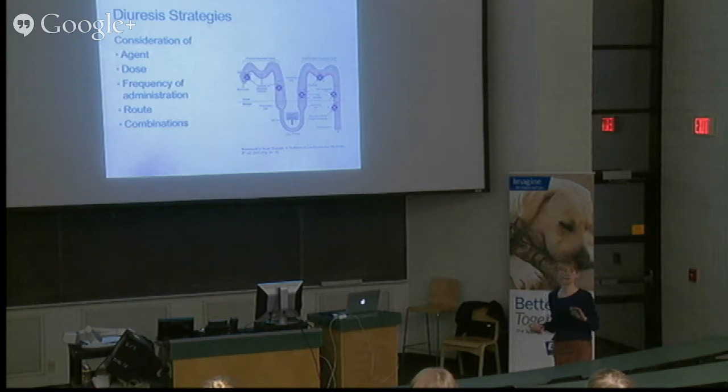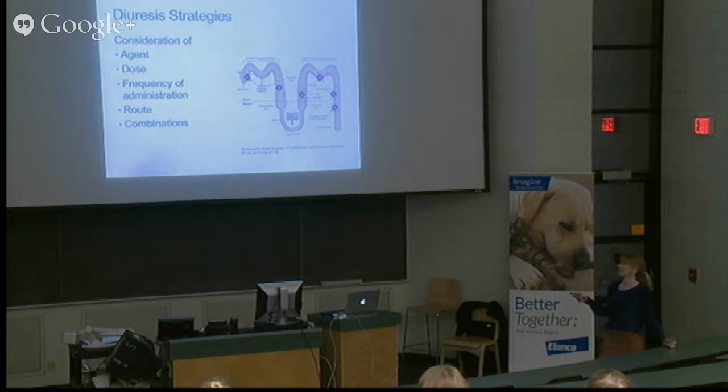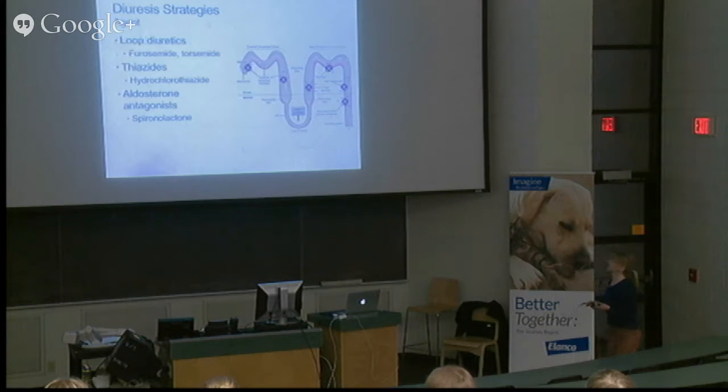When we talk more about maybe some more chronic therapies, then we may have more choice. But we have to think about the agent. We have to think about the dose. We have to think about the frequency of administration, the route of administration. And then sometimes we even get into combinations of agents. So the agents that come into play are usually our loop diuretics. So they're the ones that act here in the thick ascending limb of the loop of Henle, targeting this sodium-potassium transporter.